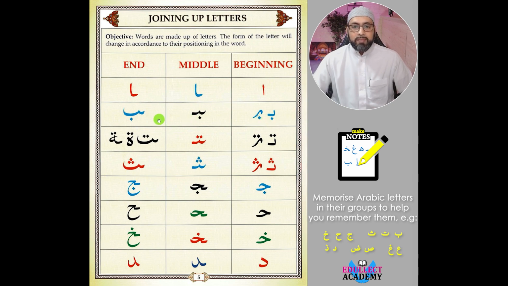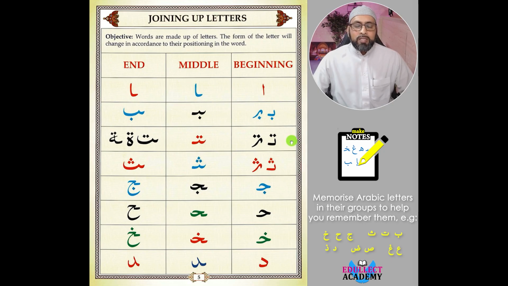So in this case, a ba at the beginning of a word will be written like this or like this. In the middle, it will be like this. And at the end, it will be almost similar to the way that you are familiar with. Moving on to the ta.